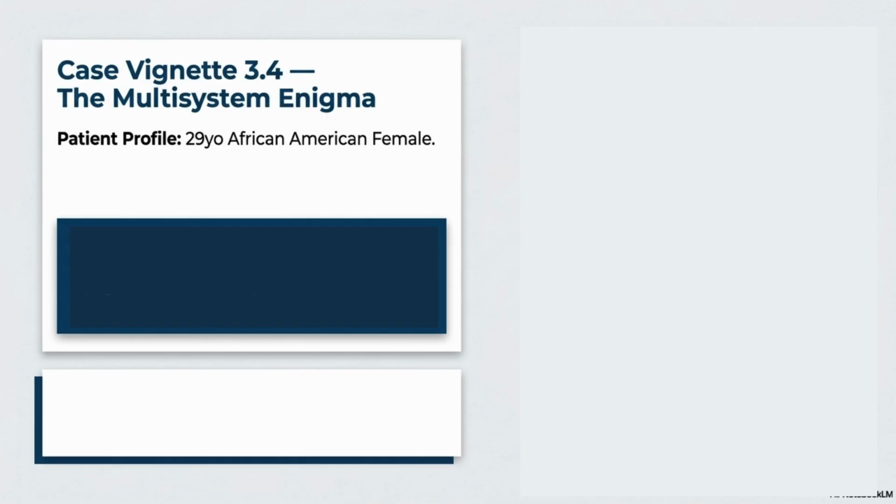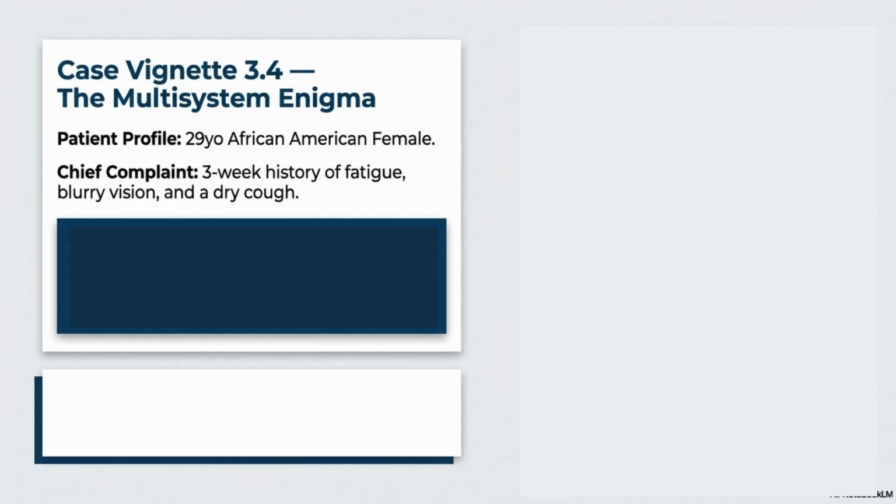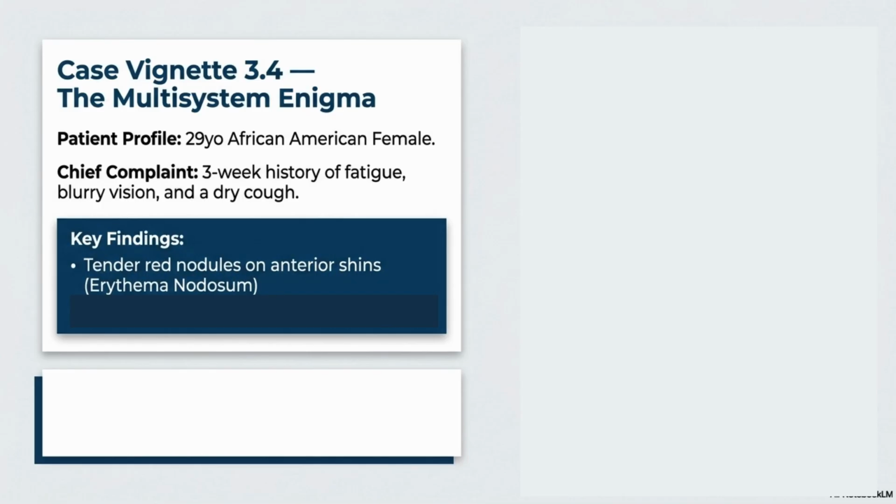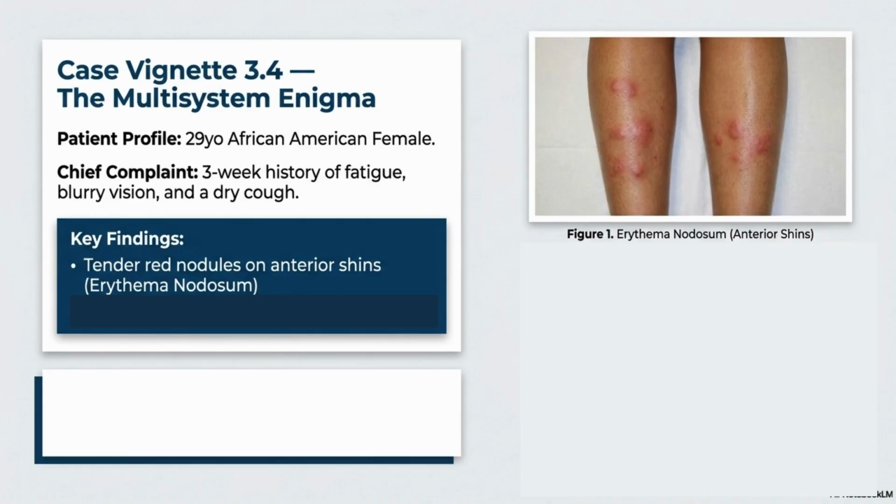Our patient profile is a 29-year-old female. Her chief complaint is a 3-week history of fatigue, blurry vision, and a dry cough. Let's look at the key findings. First, she has tender red nodules on her anterior shins known as erythema nodosum, which you can see here in figure 1. Next, her labs show an elevated serum ACE and hypercalcemia.